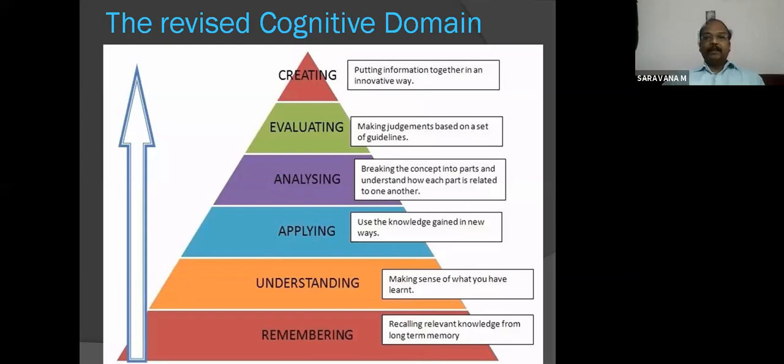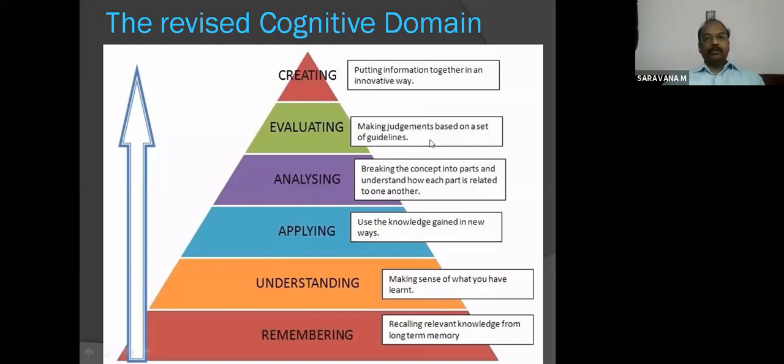And analyzing: breaking the concept into parts and understanding how each part is related to one another. A trainee or any learner who learned something has to apply it, then analyze it properly. It has to be broken into small pieces, and every piece analyzed: why this is required, why that is required. That is called analyzing. So analyzing means breaking the concept into parts and understanding how each part is related to one another. Then evaluating: making judgment based on a set of guidelines.